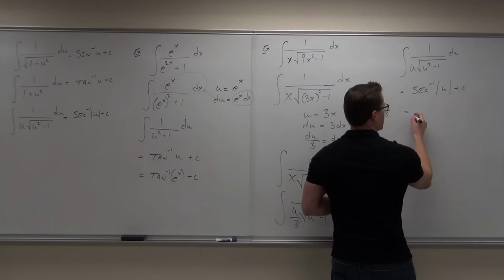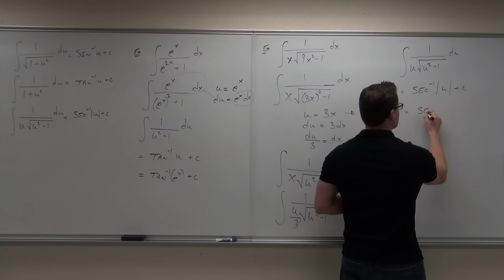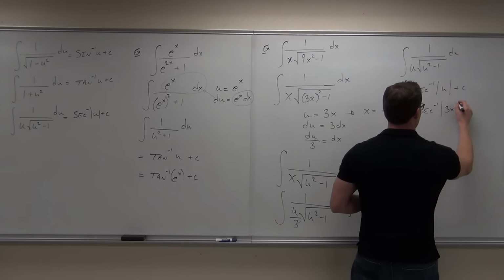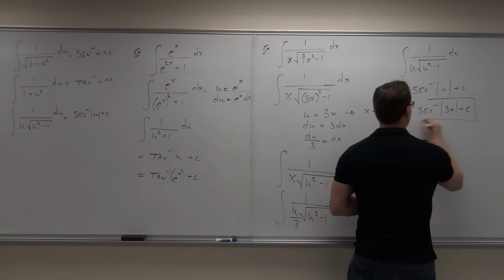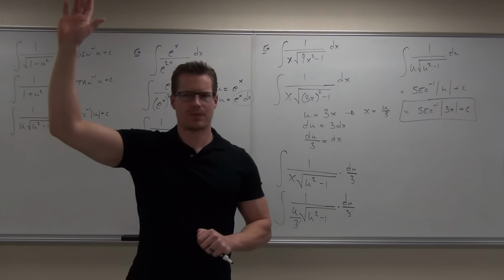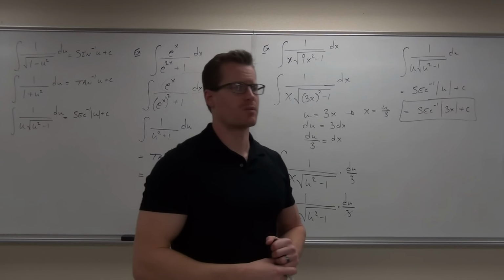Very good. And of course, we never leave that. We're going to have secant inverse absolute value. What's in there? 3x. That, ladies and gentlemen, is the correct integration. Do you all feel okay with what we've talked about? That basically wraps it up. That wraps up this section.